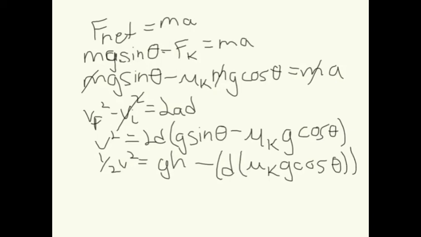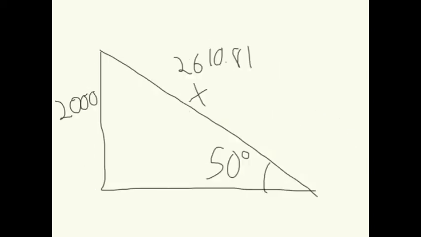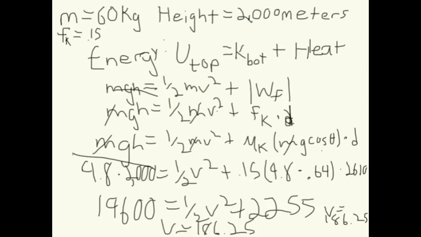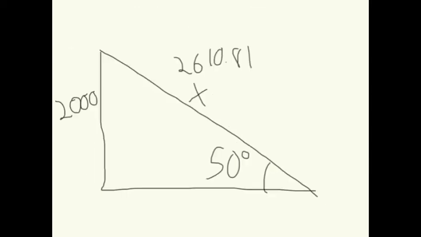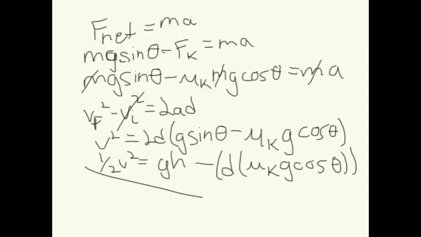And now all of a sudden, if you go back, you would see right here 1/2 v squared, if you kept that there, equal to gh, which is what we have in the first one, and then subtract this mu sub k times g cosine theta d to the other side, you would get the same exact formula as for Newton's second law. If I were to plug in the numbers, I would get the exact same answer.